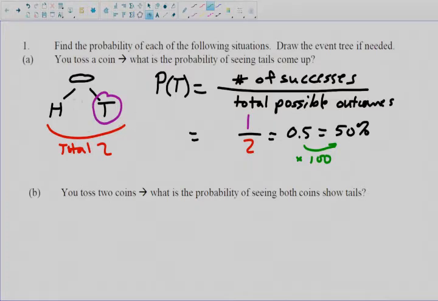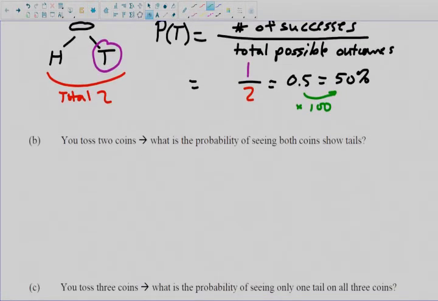Question B is related to question A. It says, what happens if you toss 2 coins? What is the probability of seeing both coins show tails? So, just as I mentioned before, the probability that would arise from tossing 2 coins is actually the same as the probability that would arise from tossing 1 coin twice. It's the exact same event tree. So we already have our first event tree here of tossing 1 coin, so we're just going to copy that again.